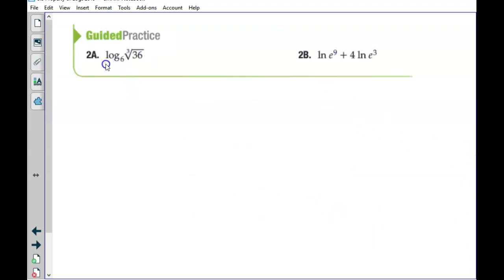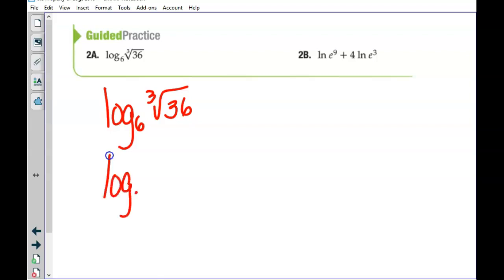Let's do this one at least. I don't really care about that one because I feel like you're, oh, yes, I do. These are evaluate without a calculator questions. How could we evaluate log base 6 of the cubed root of 36? What could you do if I put that on the quiz? What is the cubed root of 36 mean? It means a power of what? 1/3.